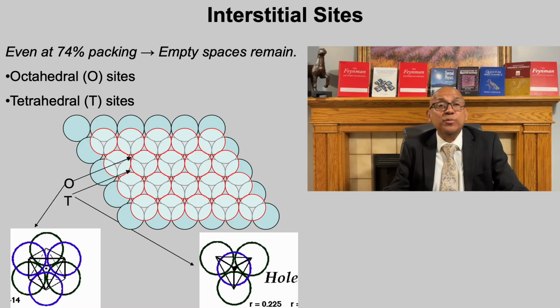Even at 74% packing, there are still empty spaces between atoms. These empty regions are called interstitial sites, and they come in two main types, octahedral and tetrahedral. Smaller atoms can sit in these sites without disturbing the main lattice too much. This is exactly how many alloys form. Small atoms like carbon in steel fit into the interstitial sites within an iron lattice.